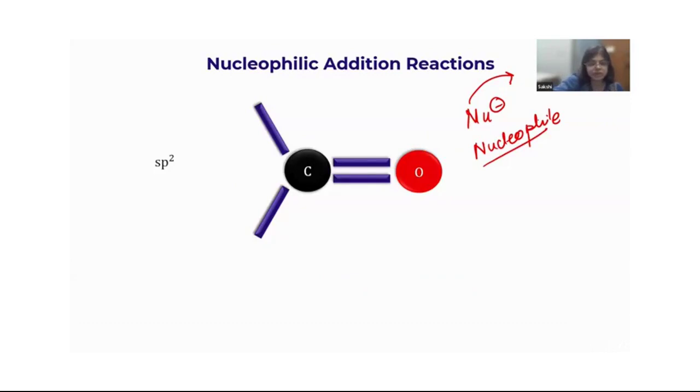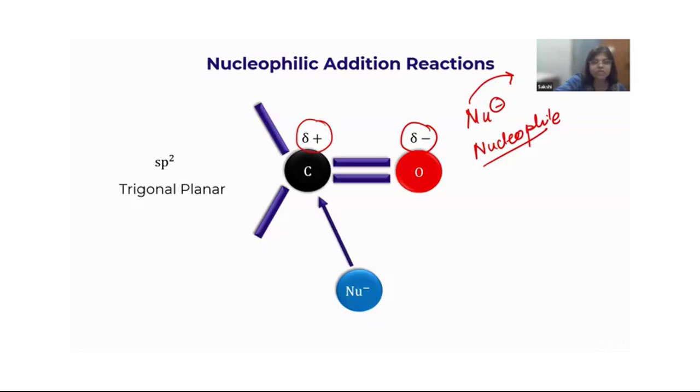Now let us understand. This carbon is sp2 hybridized. It is trigonal planar. Oxygen is electronegative, so the oxygen is slightly negative and the carbon has a partial positive charge. This is the partial negative charge. Now there comes a nucleophile to attack. Where do you think the nucleophile will attack? Can you guess? Negative will go to positive, obviously. So the nucleophile will go to the carbon atom. But carbon can form only 4 bonds, and this carbon is already forming 4 bonds. So what will happen? There will be a shifting of the double bond.